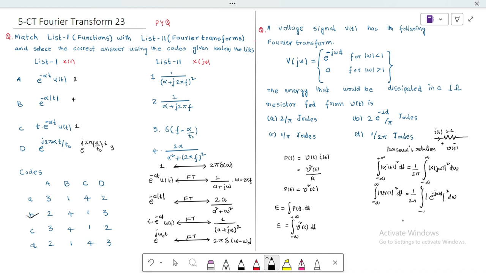The mod of the exponential goes to 1, then 1 by 2 pi. It's one integration, that is omega, with limits 1 and -1. So we are getting 1 by 2 pi times 1 minus -1, that equals 1 by 2 pi into 2. So the 2 gets cancelled, and that equals 1 by pi joules. So option C. Next problem.